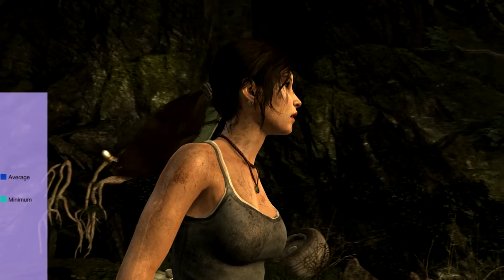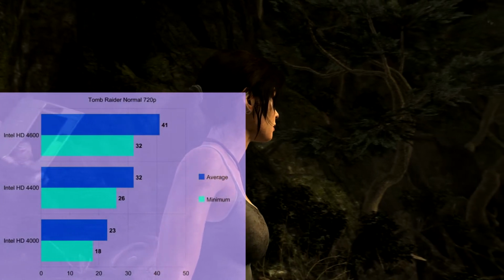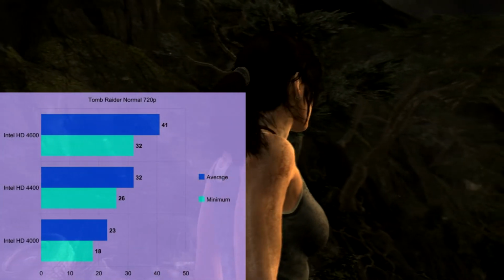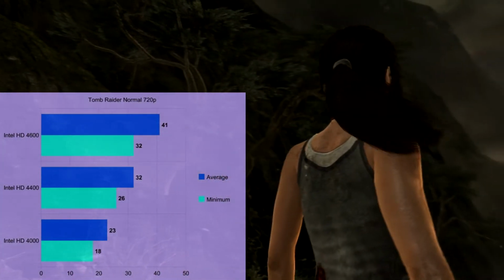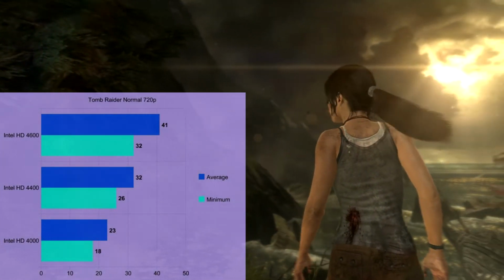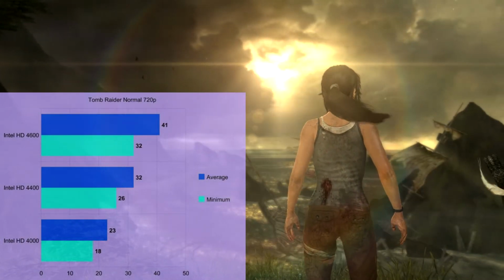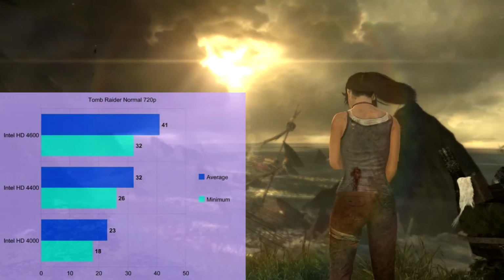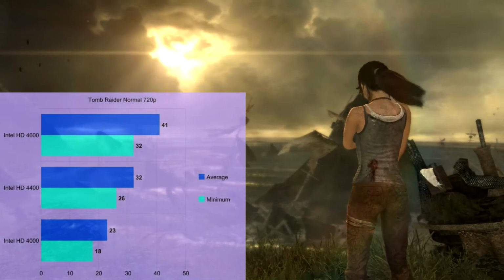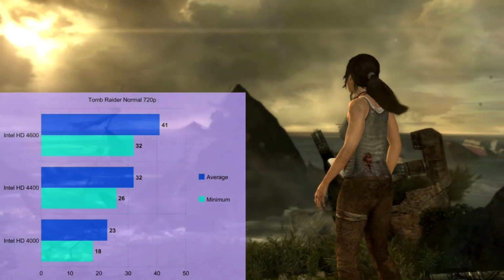For Tomb Raider normal 720p, we see a perfect correlation from the 4000 to the 4400, and same with the 4400 to the 4600. You can see I took minimums and averages. The 4600 of course beats the 4400 and 4000. Even though you can see the clock speed is lower on the 4400, it's still faster than the 4000, probably from the extra shader count and the die increase in general.